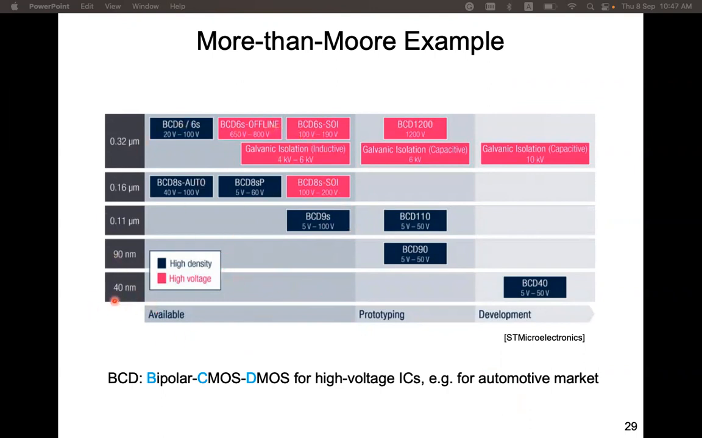BCD technology is currently down to 0.11 micrometer, that's 110 nanometer. But the voltage can be very high, as high as 100 volts. Some denser technology is under development, 40 nanometer technology.